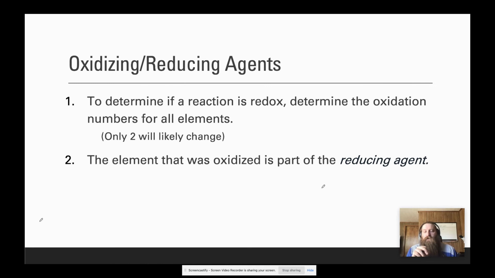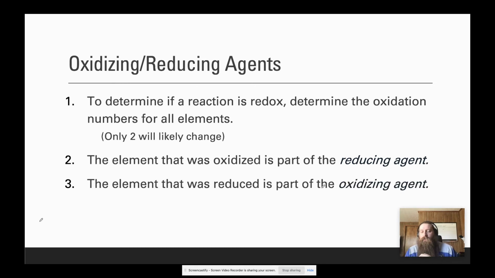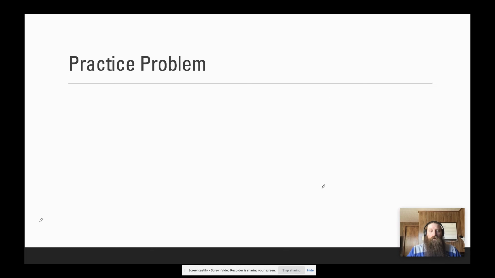The element that is oxidized is part of the reducing agent, okay? The element that is reduced is labeled as the oxidizing element, or oxidizing agent, excuse me. And that'll make a little bit more sense in a moment. So the element that is oxidized is part of the reducing agent. The element that is reduced is part of the oxidizing agent. That's the name of the whole chemical species that it's a part of. So let's do one of those.